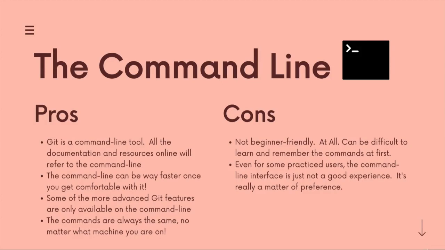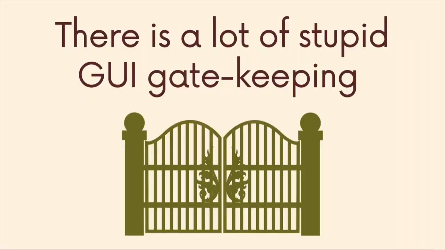The commands are always going to be the same from one command line to the next, assuming you're using a Unix-based shell. It doesn't matter whose machine you're on or which machine you're on. The commands are consistent, and Git is created as a command line tool. So all the documentation, tutorials, and resources are all oriented around the command line. So there's a lot going for both sides. Unfortunately, there's kind of a lot of gatekeeping around people using GUIs, that it's somehow lesser or you're not really using Git. It's kind of garbage.